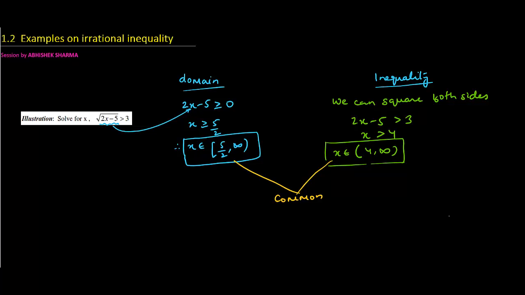And now your final answer would be the common values of x satisfying both the conditions. So now that is quite trivial. You can solve it easily to obtain that x belongs to 4 to infinity. Refer the previous video on system of inequations if you are not very comfortable with taking the common solutions.